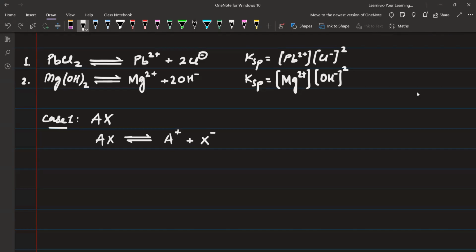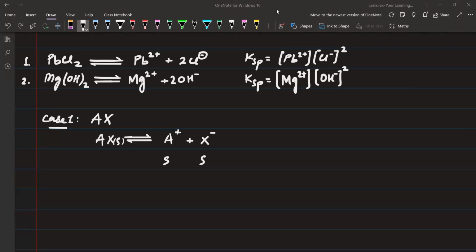ठीक है. Now, let us suppose आपके पास starting में जो भी AX सॉल्ट होगा, कुछ तो यहाँ पे ये होगा, है ना? And then it is going to get dissociated. The amount of A positive and X negative will be same, right? So for example, if S is the amount of A positive in the solution, S will be the amount of X negative also, because अगर A plus टूटा तो obviously X negative will be present. Make sense? Yes or no? Please tell me guys.